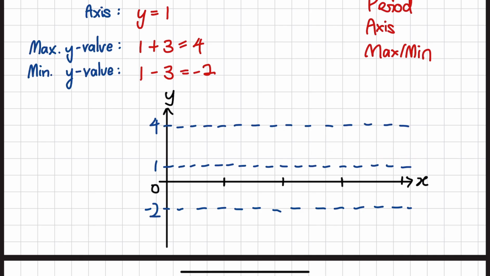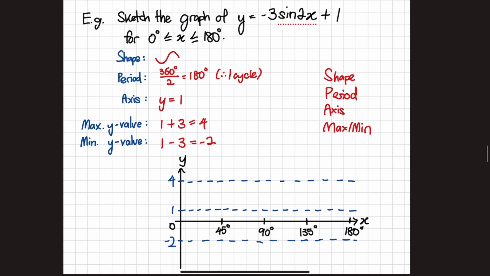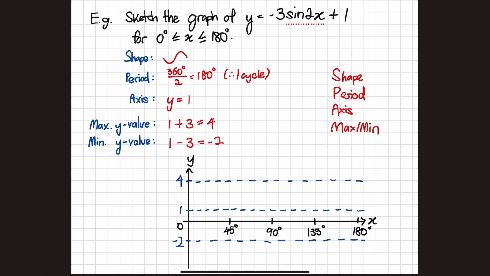So this is 180 degrees. Therefore now I'll split this 180 degrees into 4 parts, which is 45 degrees, 90 degrees, and 135 degrees. Then now recall the shape of your sine graph. This is the graph of y equals negative 3 sine 2x plus 1. So that means I start from 0, I go downwards towards my minimum point first. So now I'll mark out.